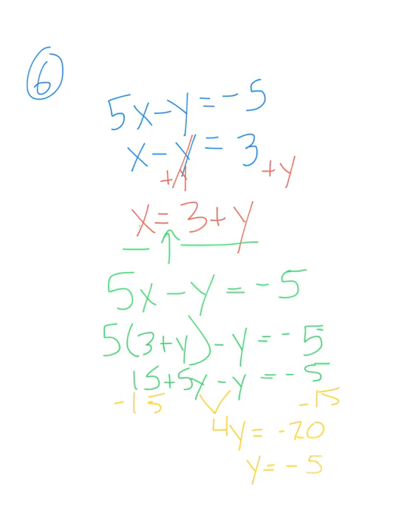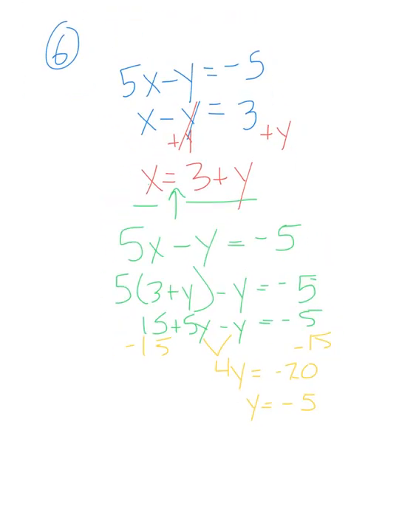Now that's only the first part of my solution here. I know that y is negative 5, but I have to find out what x is. So what I'm going to do is I'm going to go back and I'm going to solve one of the equations for x by plugging in negative 5 for y. So if I take the first equation, I take out y and I put in negative 5, and then I just solve it.